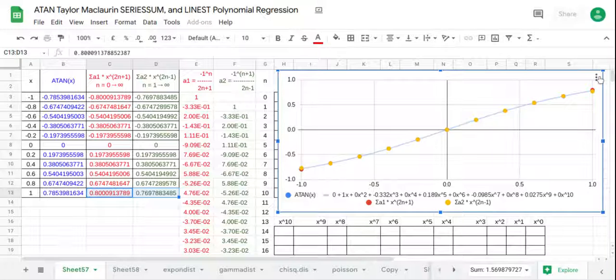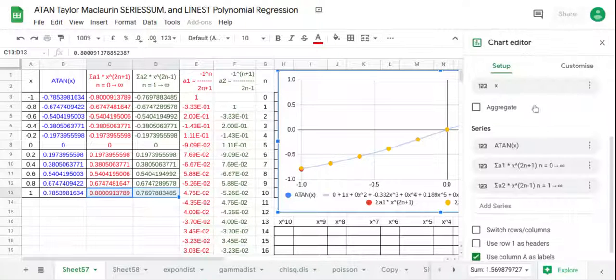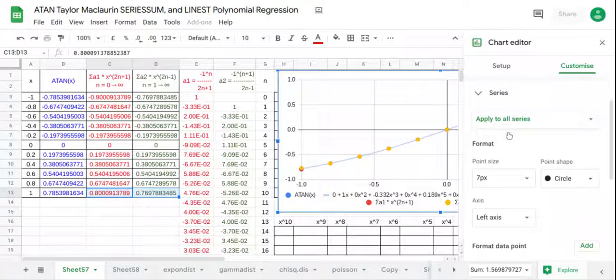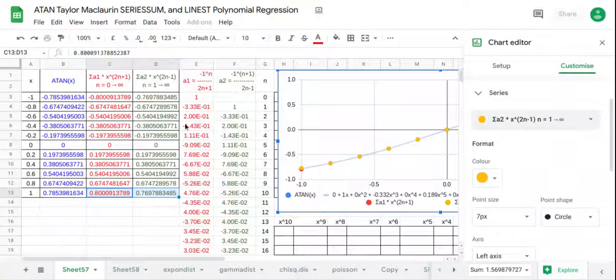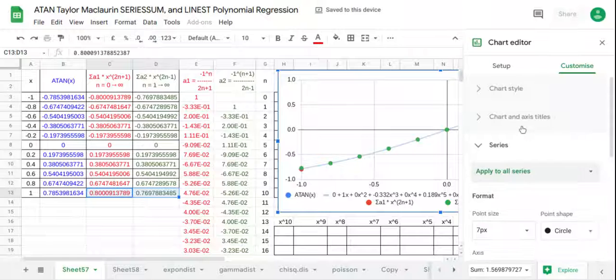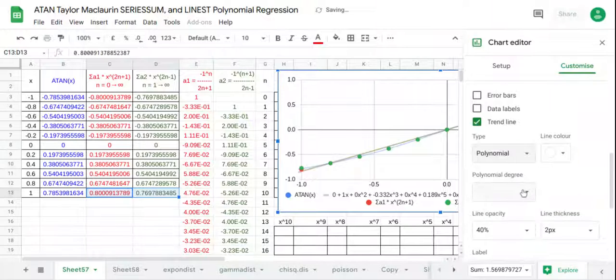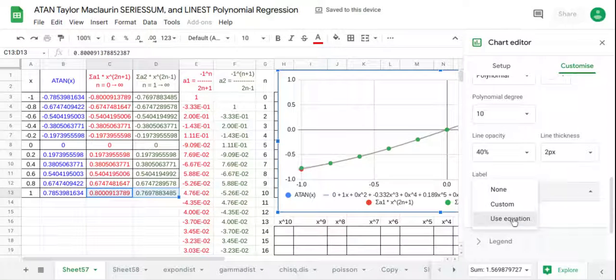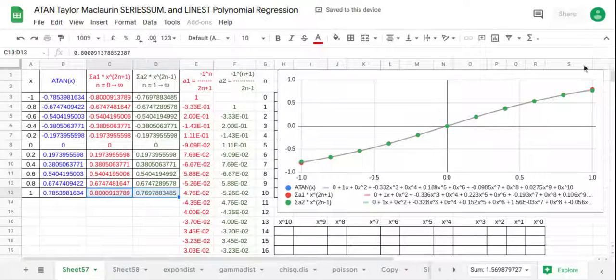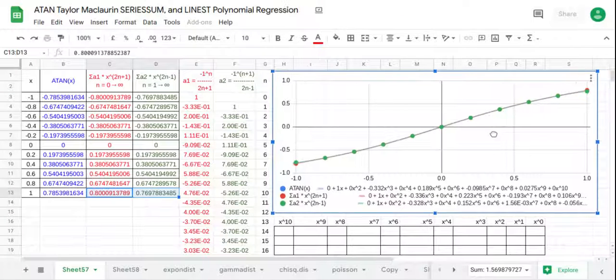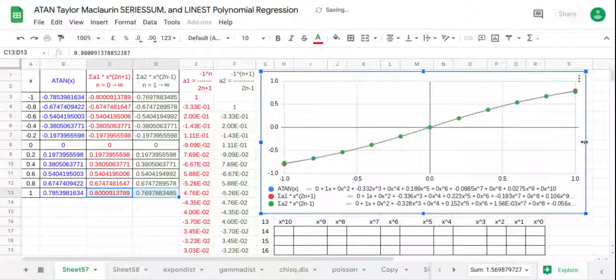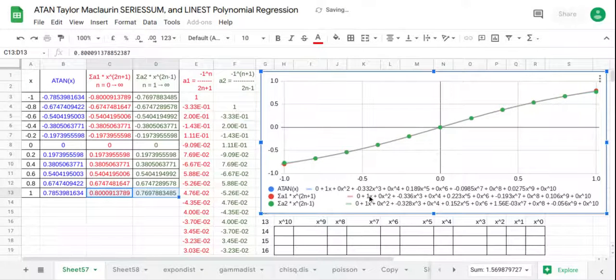We continue with the chart. We show the polynomial. In the series, there's no yellow. Change this color to green. And for all series, show a trend line polynomial to the 10th degree. And for the label, use the equation. So here, now we have the polynomials to the 10th degree and the trend lines. The values are the same, almost the same.